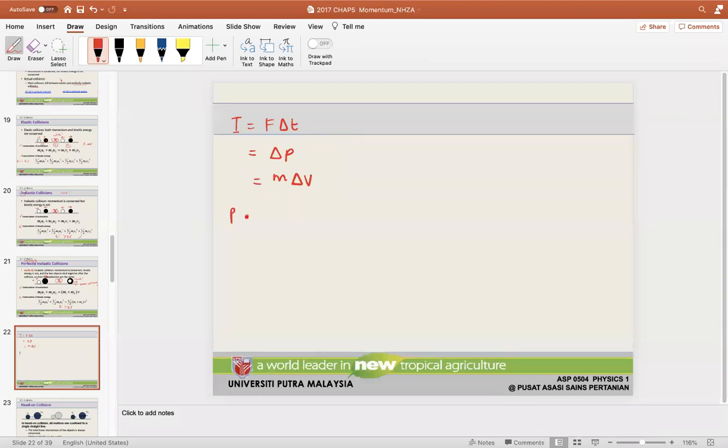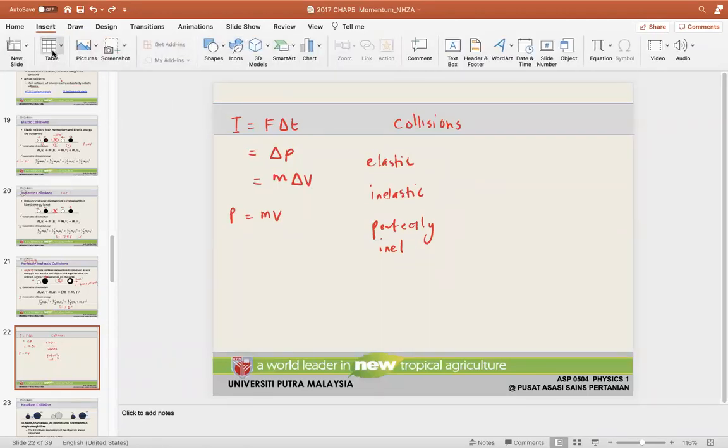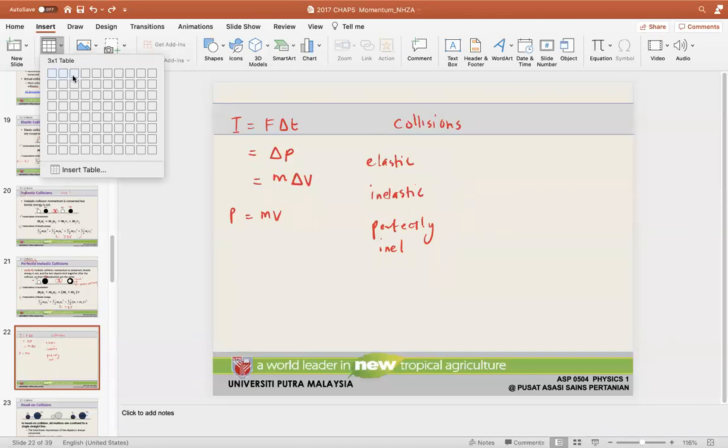And then we know that P equals mv. And then we have three types of collisions: elastic, inelastic, and perfectly inelastic. So the conditions for this. I want to use a table. Okay, 1, 2, 3. So that is 3.